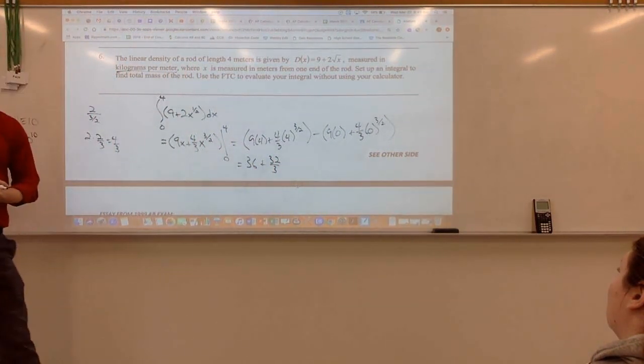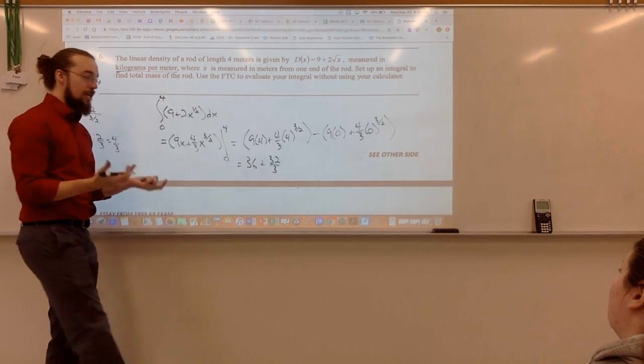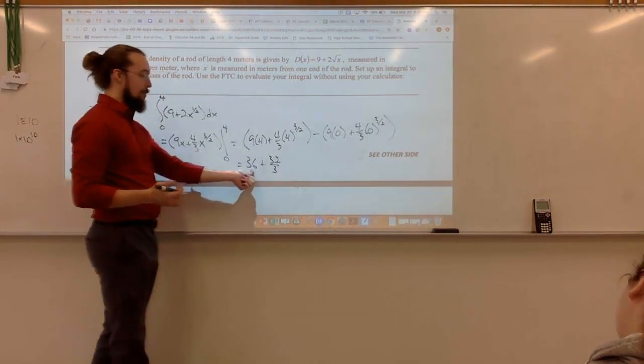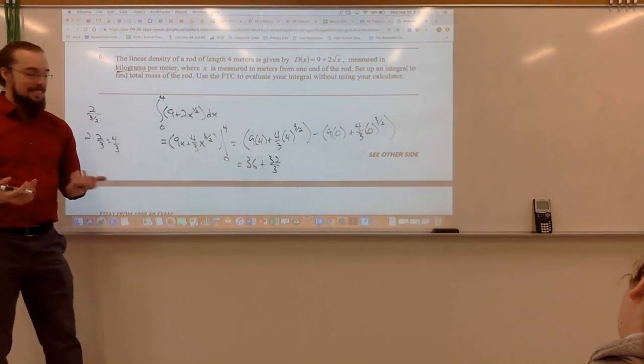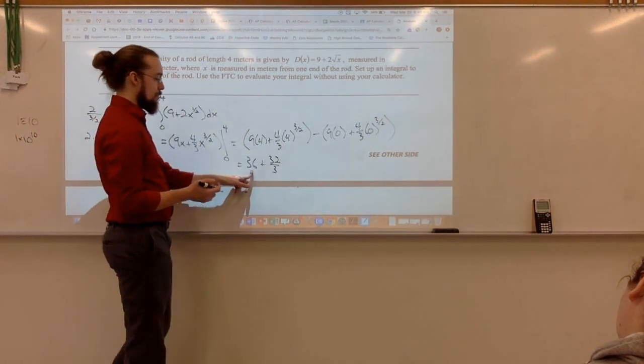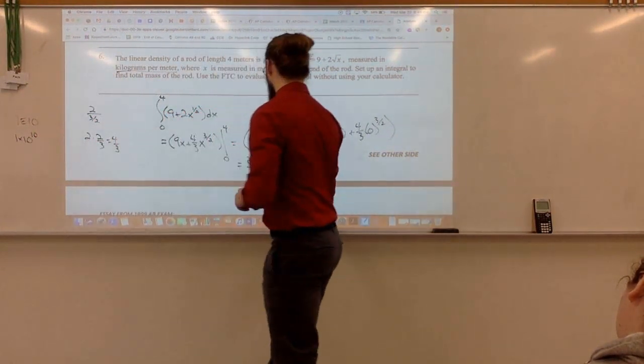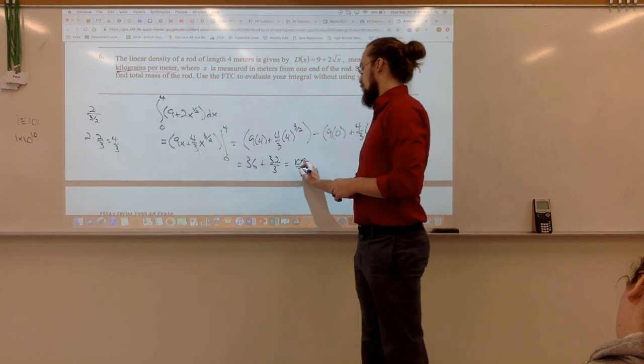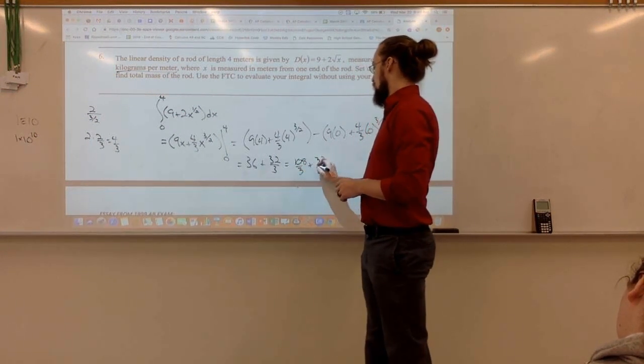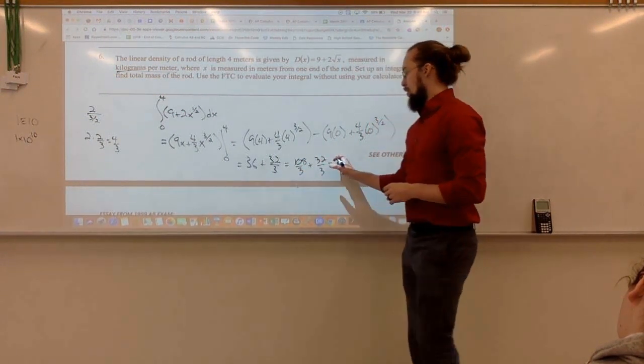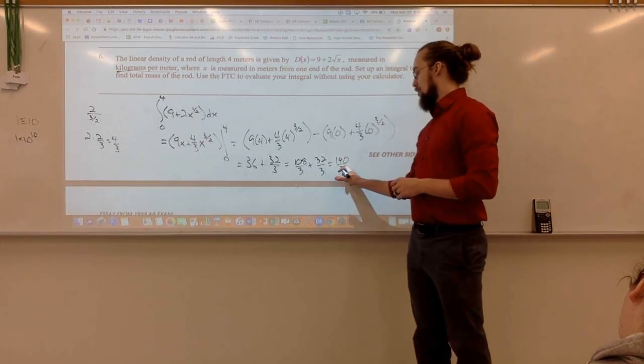32/3. Then if I wanted to combine this into one number, I would need to get common denominators. So 36 I would need to turn into thirds. So multiplying that by 3 would be 108. So 108 thirds plus 32 thirds equals 140 thirds.